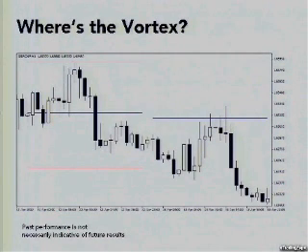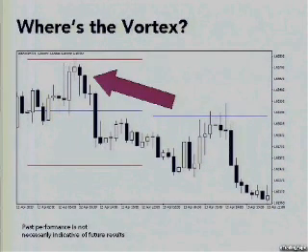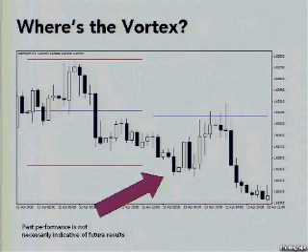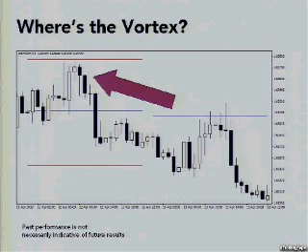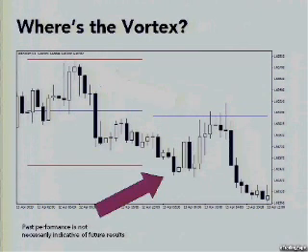Does anybody see it? There's that one right there. And then there's a yesterday's right here. This one is easy to find because it just rises up, it hits R3 and then falls back down. This one's a little bit more difficult because it's a yesterday's vortex.